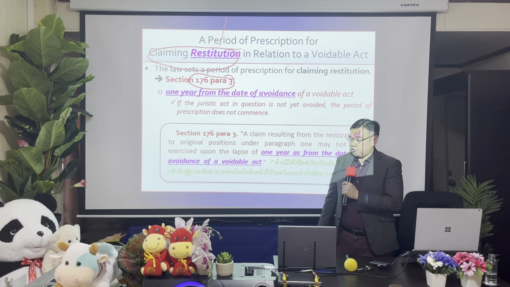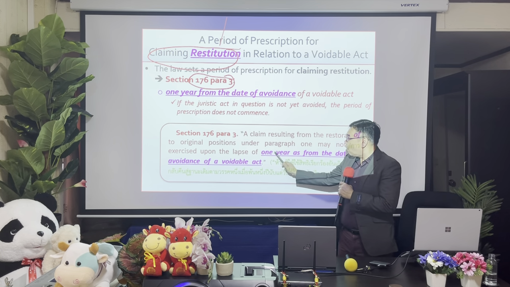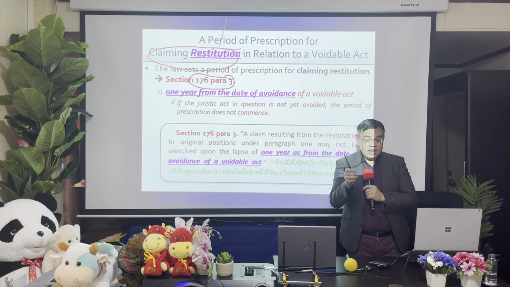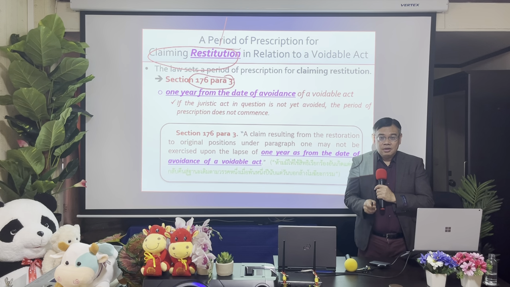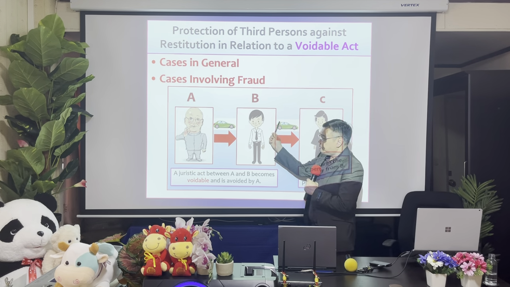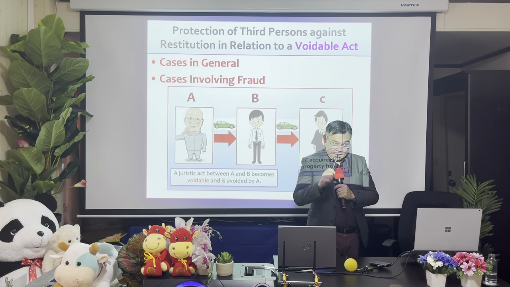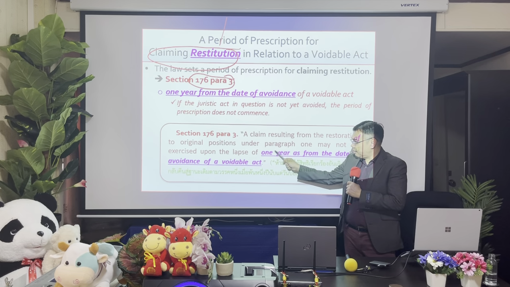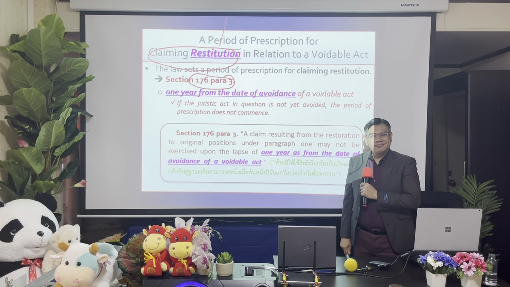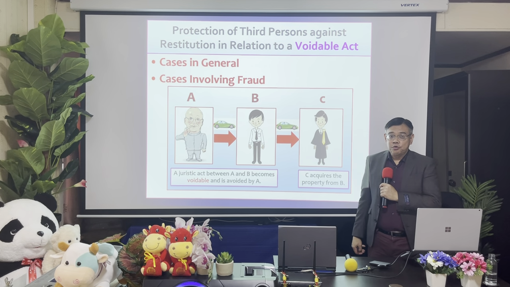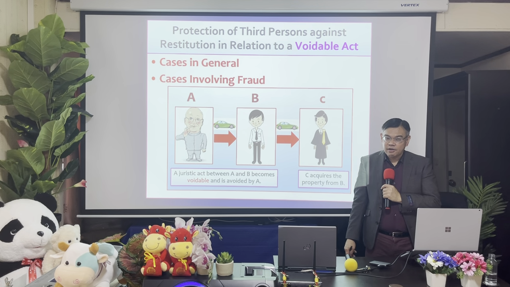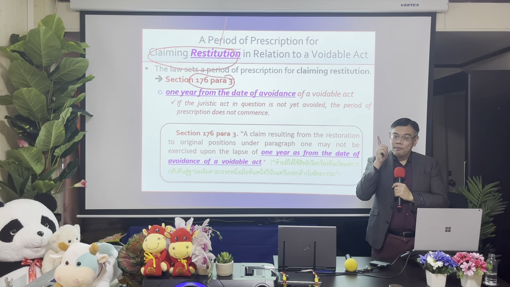So the period of prescription for claiming restitution is 1 year as from the date of avoidance of a voidable act. Once any party avoids the juristic act in question, if any party wants to claim restitution, that party will have to do so within 1 year as from the date of avoidance. So once the juristic act in question is avoided, the right to claim restitution will have to be exercised within 1 year from avoidance.